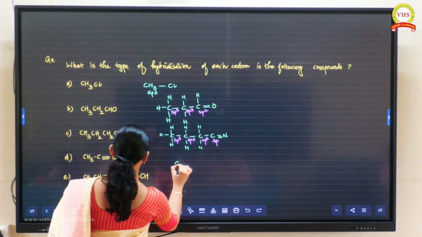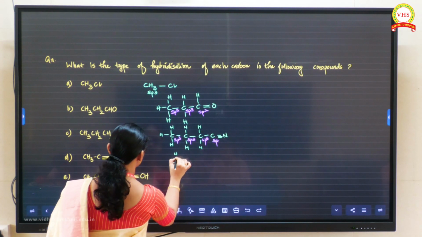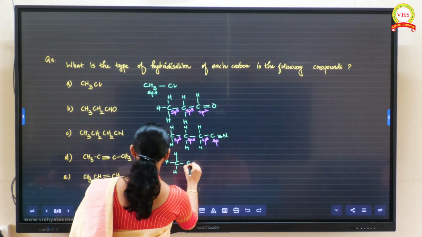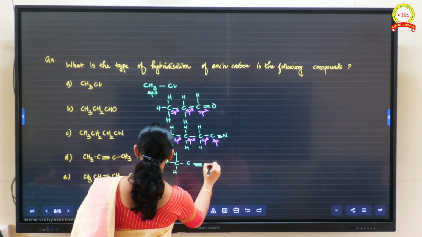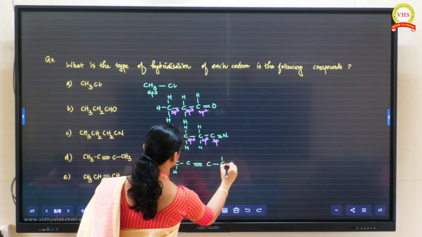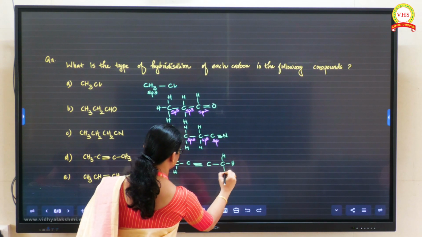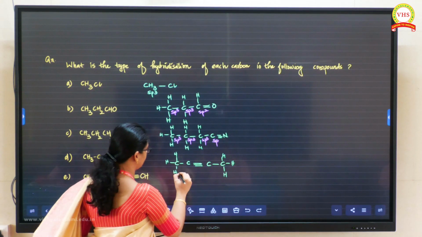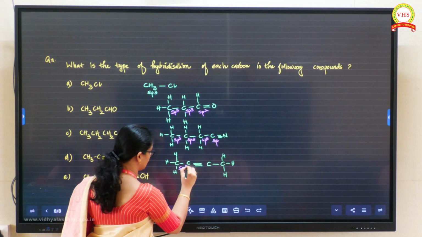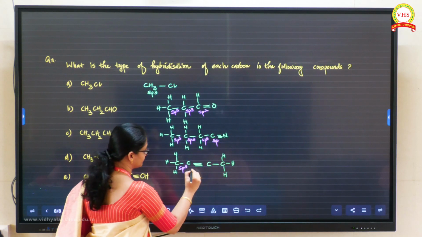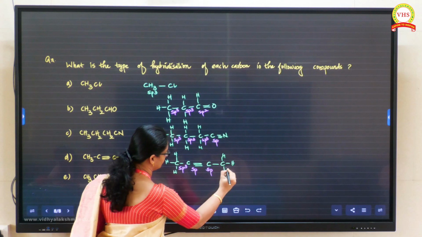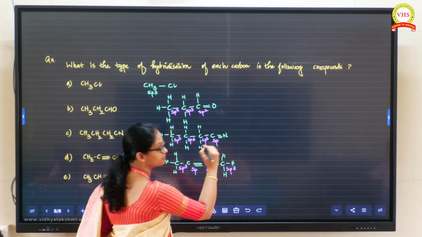Next compound: CH3, C triple bond C, CH3. Okay, what are the hybridizations? First carbon sp3, second carbon sp, third carbon sp, this carbon sp3.